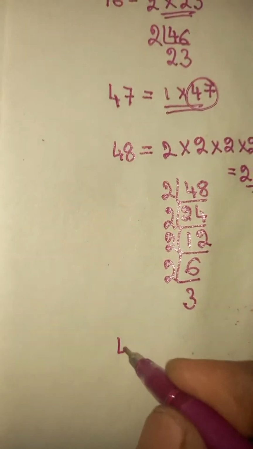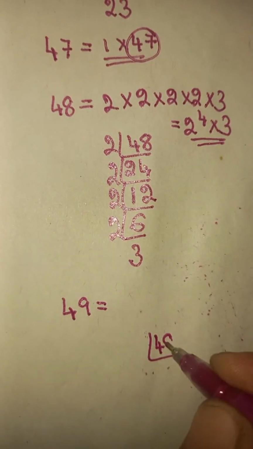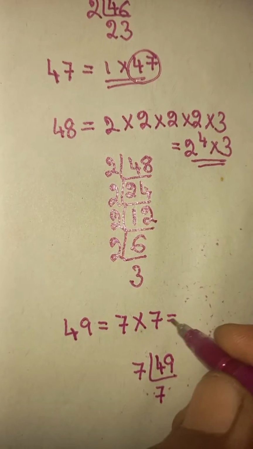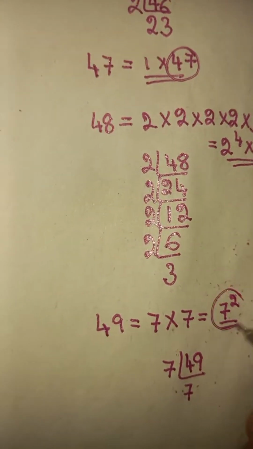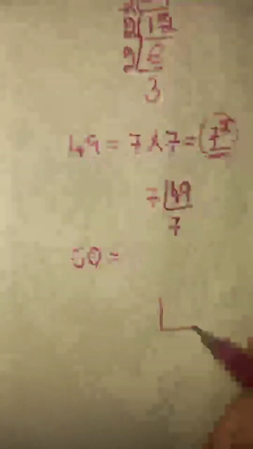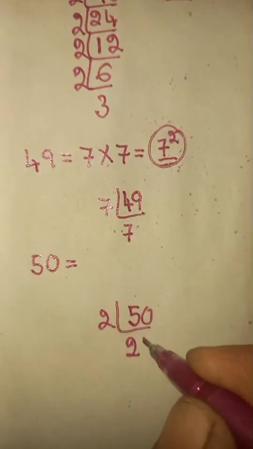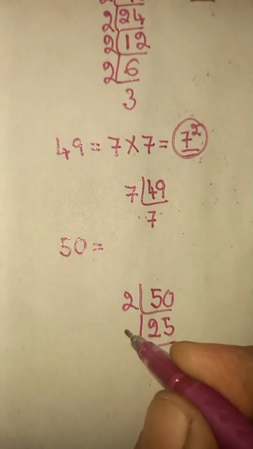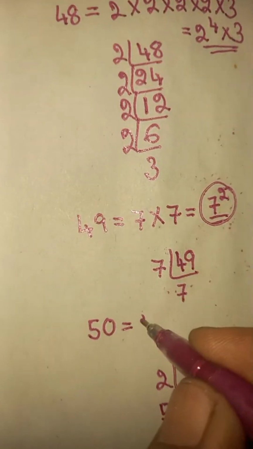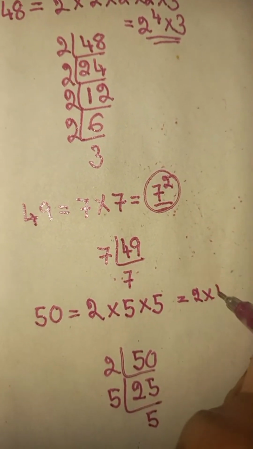Let's take the next number, which is 49. 49 can be divided as 7 times 7. So this becomes 7 times 7, or it can be written as 7 square. 50 you can divide it. 50 can be divided like this. 50 can be written as 2 times 5 is 10. Then 5 times 5 is 25. So this is going to become 2 times 5 times 5. So this is 2 times 5 square.